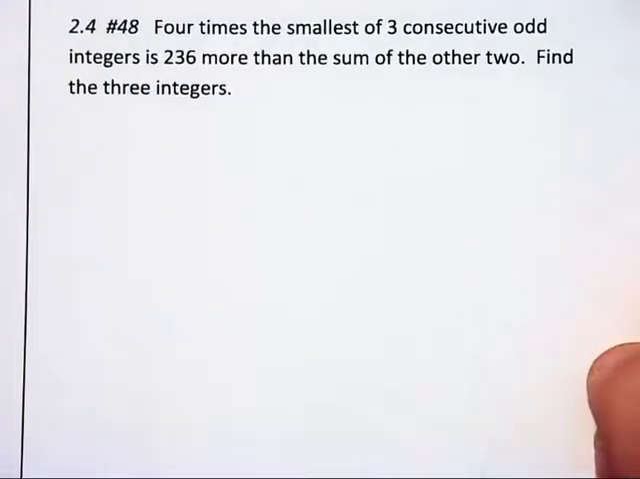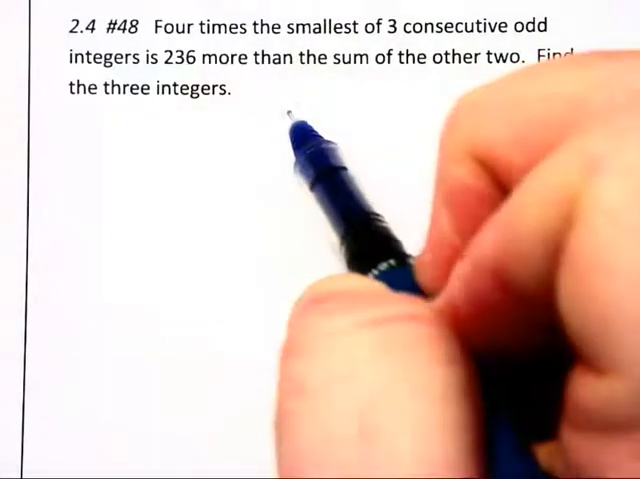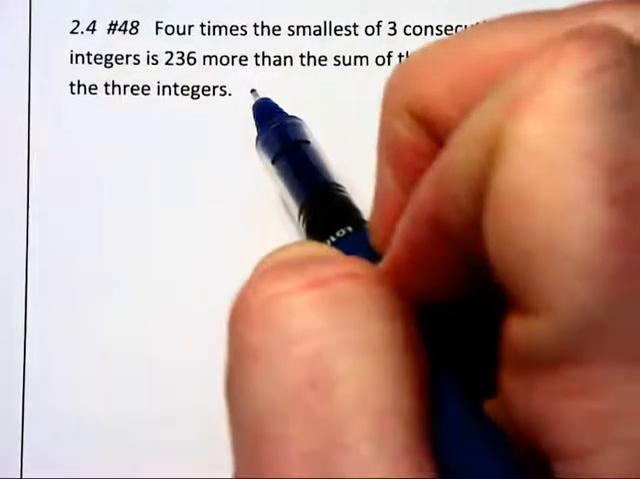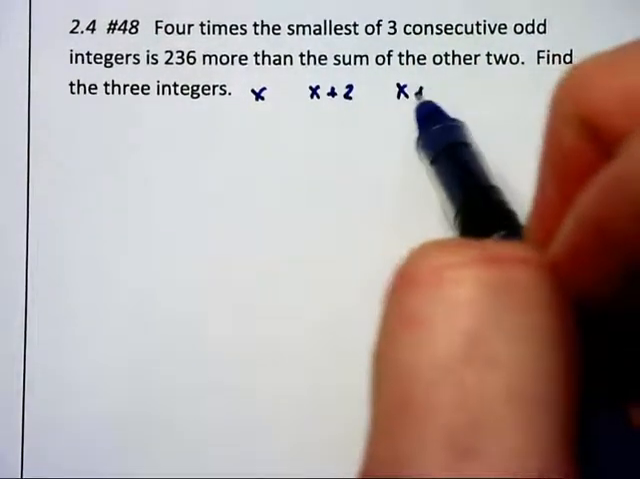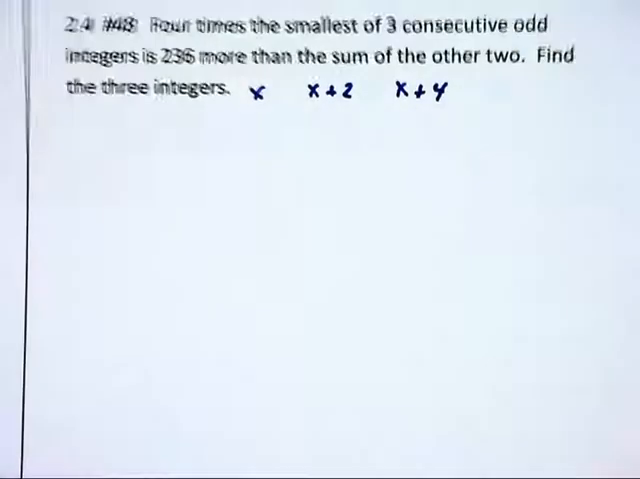4 times the smallest of 3 consecutive odd integers is 236 more than the sum of the other two. Okay, automatically I'm thinking of 3 consecutive odd integers, and they are x, x plus 2, and x plus 4. Just start with that as a basis.